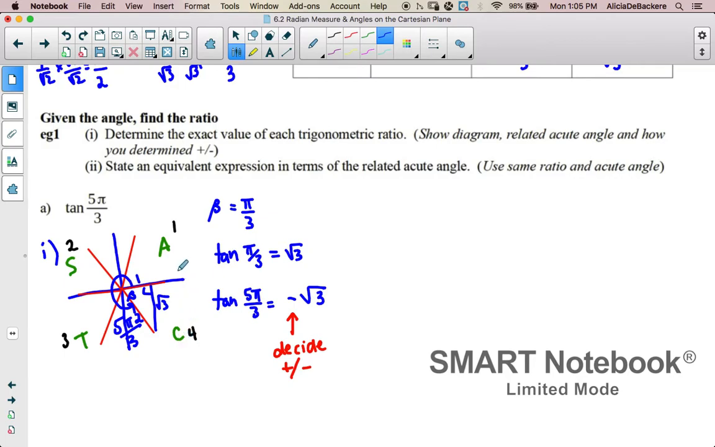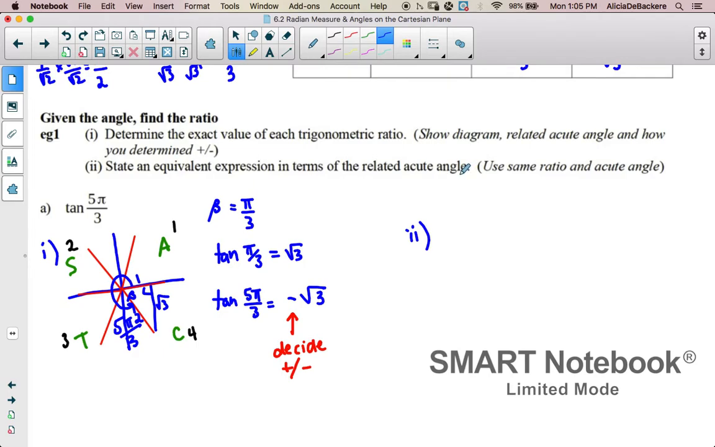I've indicated by actually labeling CAST on my diagram, and I've also indicated by just writing this here in rough that I had to decide whether it was positive or negative. And then we're going to move on to part 2. Part 2 says, state an equivalent expression in terms of the related acute angle.